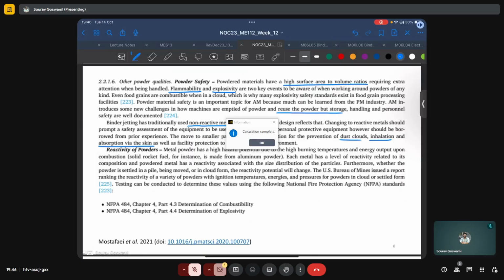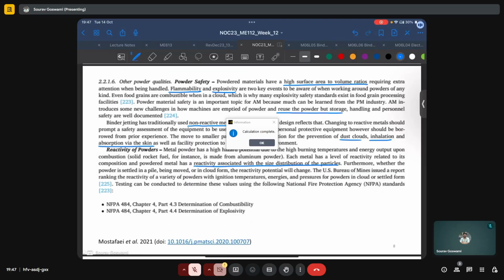Then there is the aspect of reactivity of powders. Metal powder has a high hazard potential due to the high burning temperatures and energy output upon combustion, such as the use of solid or aluminum powder for solid rocket fuels. Each metal has a level of reactivity related to its composition, and powdered metal further has a reactivity associated with the size distribution of the particles.